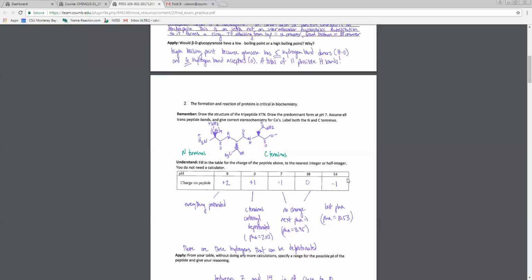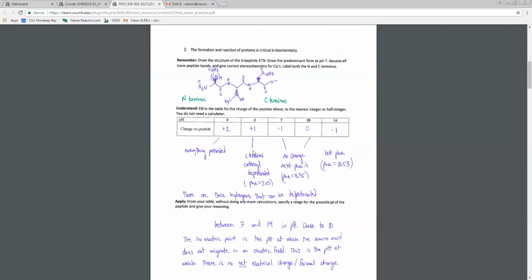And that one then gives us an overall charge of -1. So if you want to think about it, there are 3 hydrogens that can be deprotonated. Don't get confused. The amide as well as the threonine cannot be deprotonated. We're not going to see those form ions.